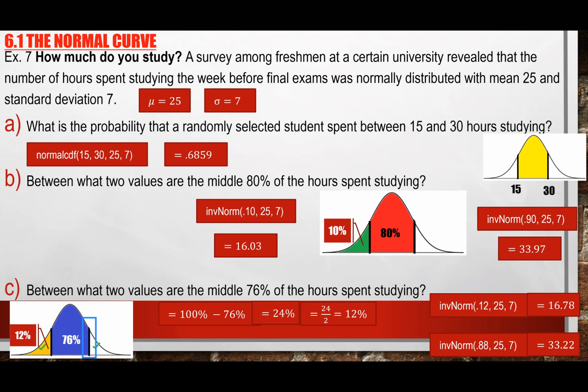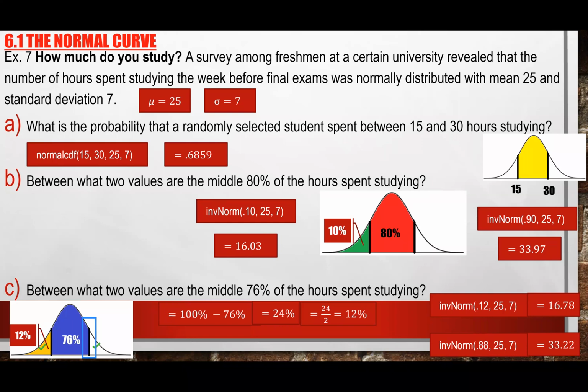If I type it in, this is what I have: 33.22. And you can see that this interval, 16.78 and 33.22, is smaller than 16.03 and 33.97. Again, because that one covers 80%, you have to have a bigger interval. And that's what we're going to do with intervals in chapter 7.